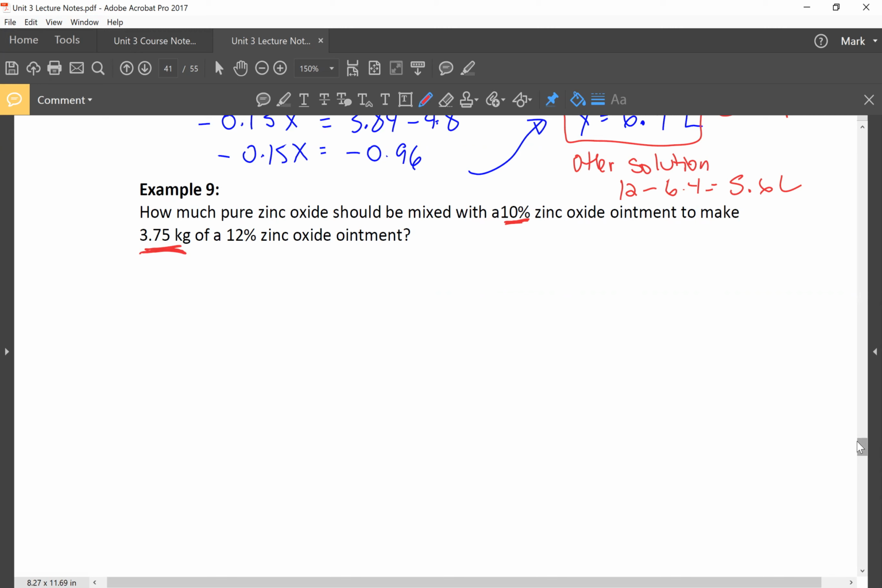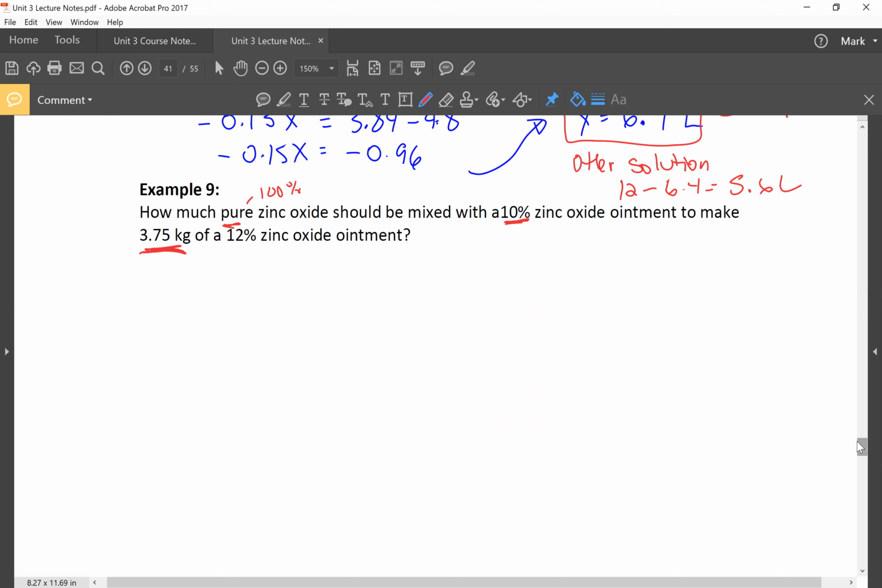Okay, the only challenge with this question is, well, there's 2 challenges. One, we set up the X's, but 2, what does pure zinc oxide mean? Well, pure, in theory, means 100%. That can be hard to get in real life. A lot of chemicals that we use in the lab are never exactly pure, but this question says it's pure.